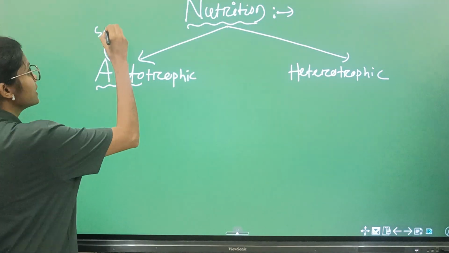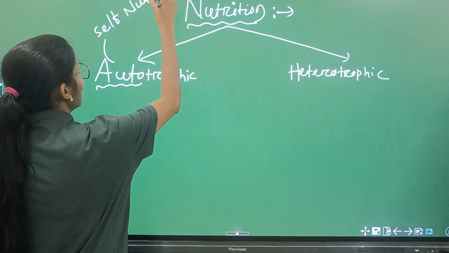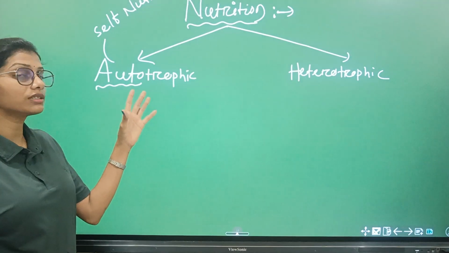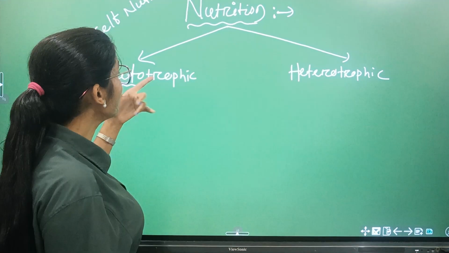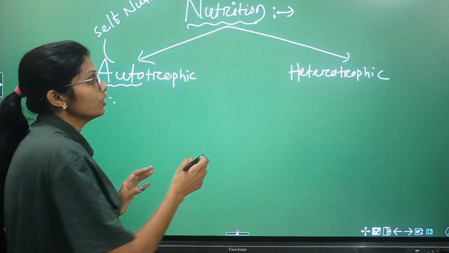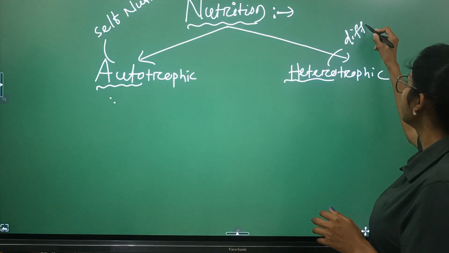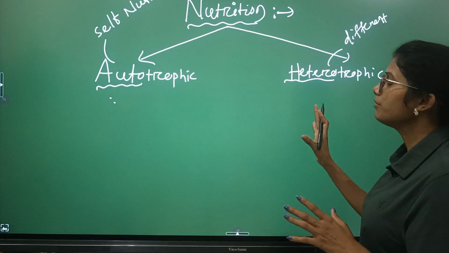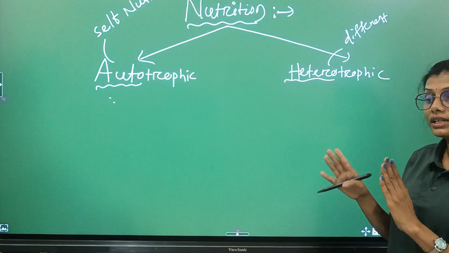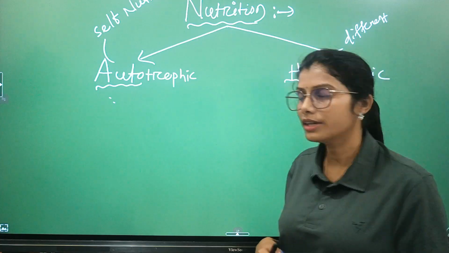Auto means self. Self nutrition. Trophic means nutrition. So the type of nutrition in which the organism doesn't depend on another organism for its nutrition is called autotrophic nutrition. So what is heterotrophic nutrition then? Hetero means different. The type of nutrition in which directly or indirectly the organism depends on another organism for its nutrition is called heterotrophic nutrition.